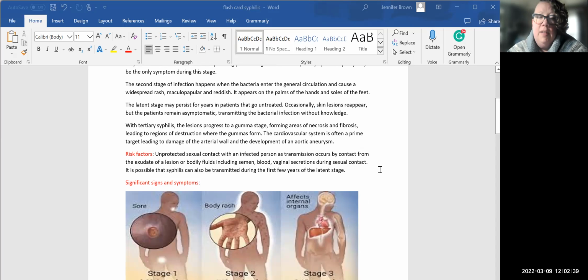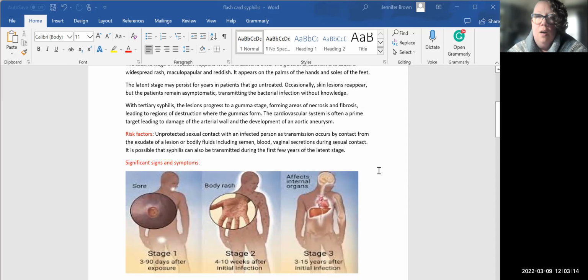And with tertiary syphilis, the lesions progress to what's called a gumma stage, forming areas of necrosis and fibrosis that lead to regions of destruction where the gummas form. The cardiovascular system is often a prime target for this bacterial gumma, leading to damage of the arterial wall and development of aortic aneurysm. Additionally, neurological syphilis, where the neurons are affected in the brain and can sometimes present with dementia-like symptoms.